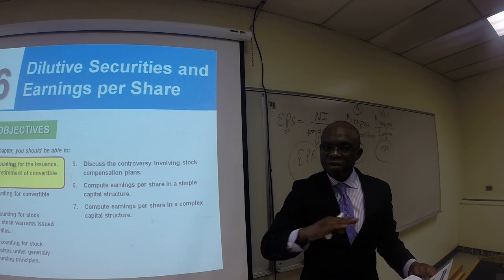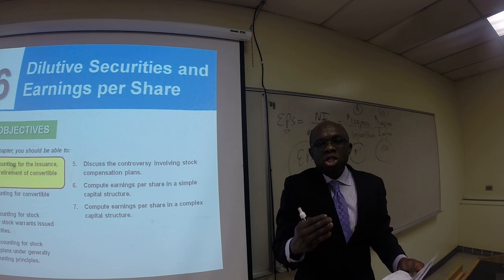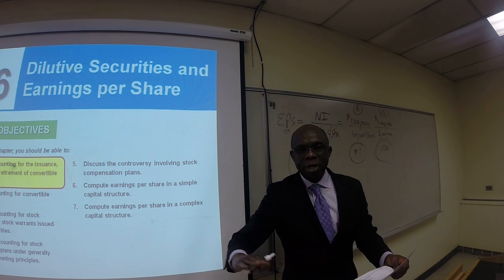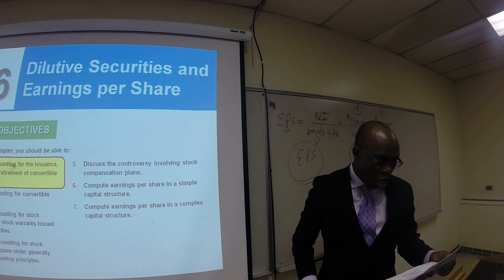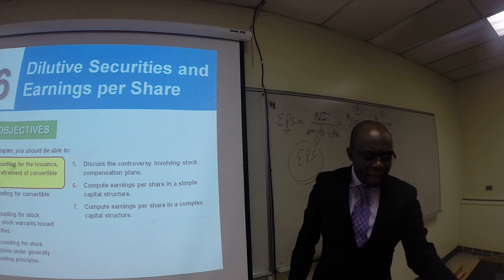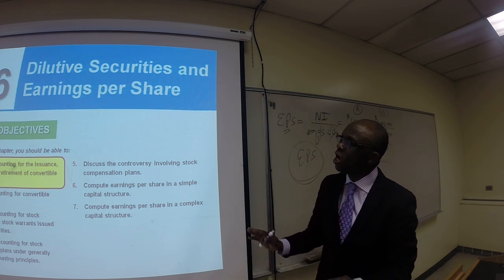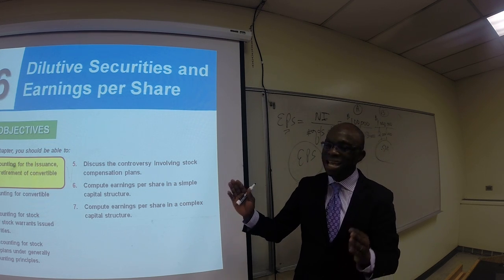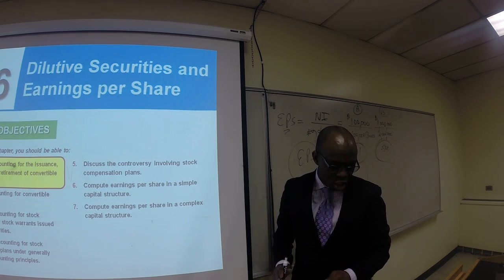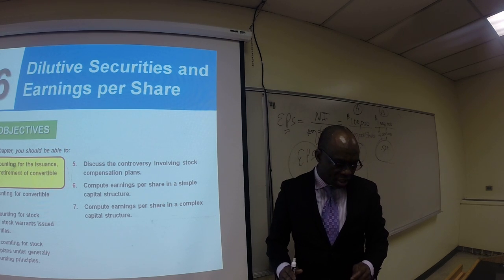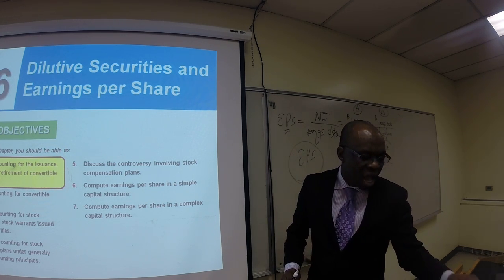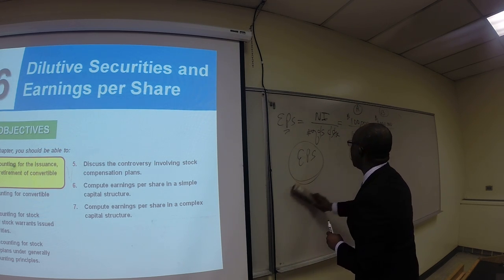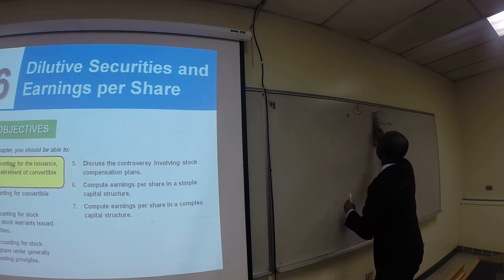Earnings per share, a very popular performance measure of a company because, again, like I said, it is a common denominator for every company. So that being said, let us take a look at the second issue relative to chapter 16, that is dilutive securities. Now, what does that mean?